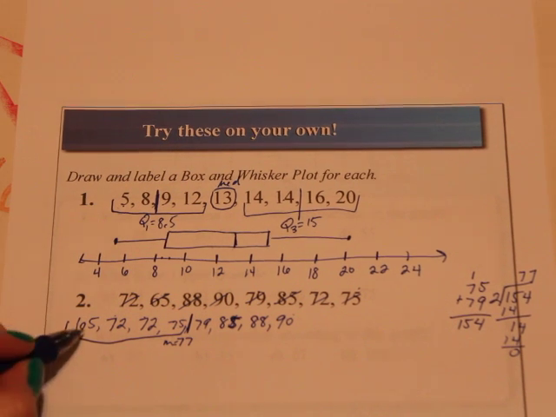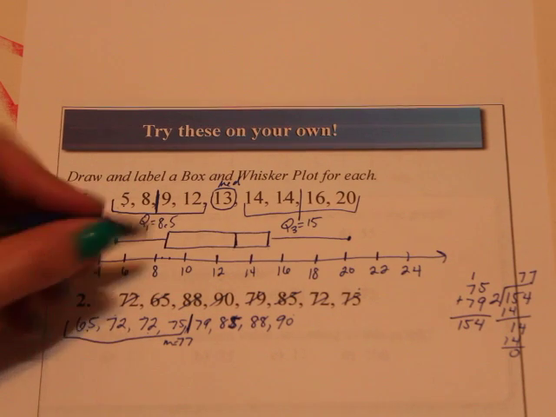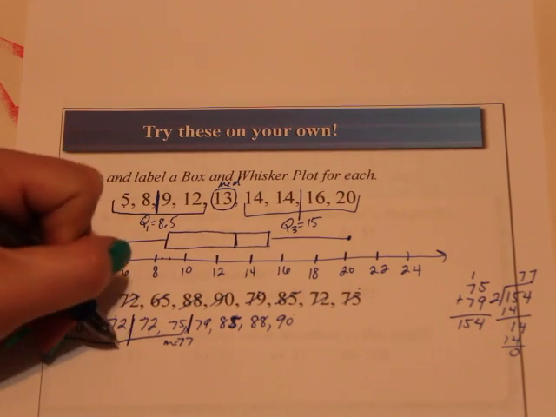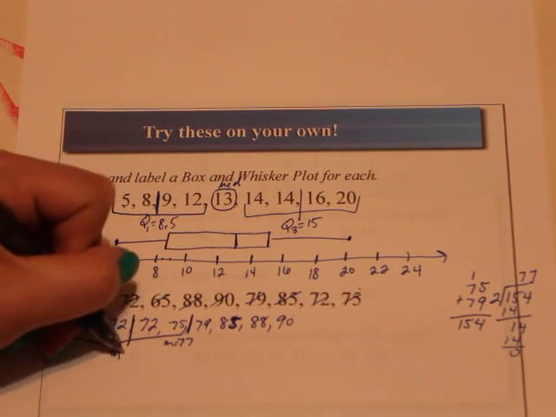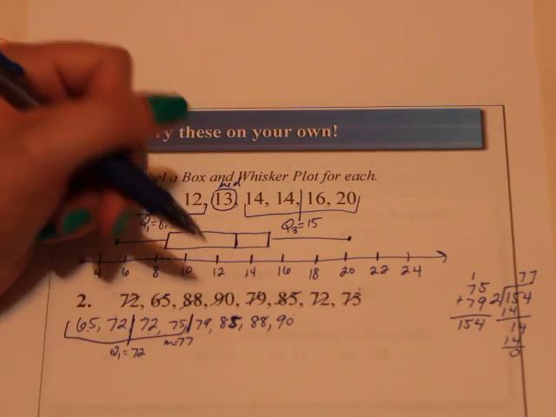Now we'll look at this half here. For Q1, we have 72 and 72. There's nothing between 72 and 72. So Q1 is 72.